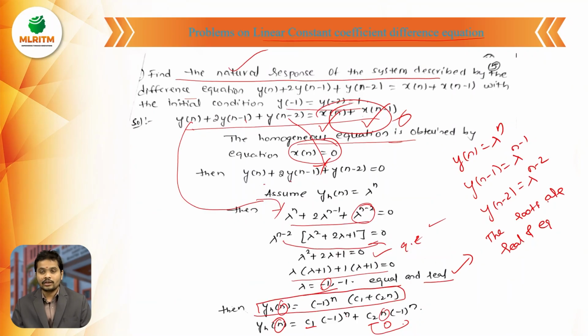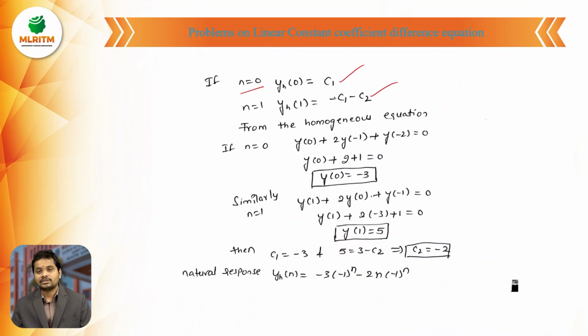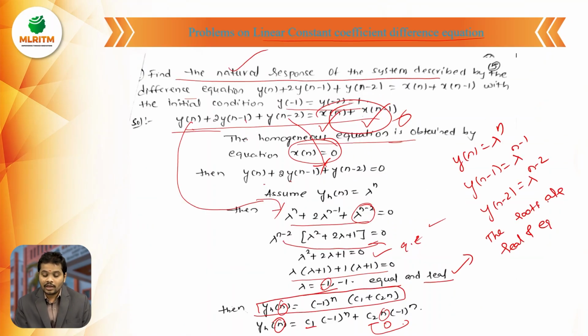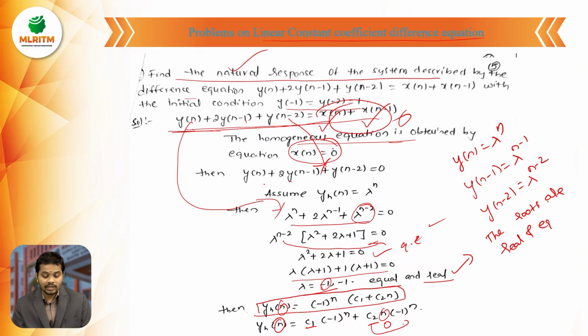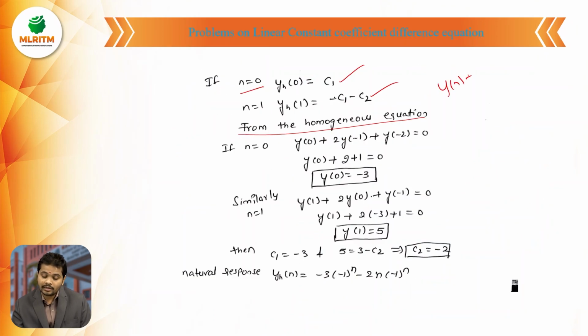Similarly for n equals 1, you get minus C1 minus C2, which gives y h of 1. From the original equation, similarly I am substituting n equals 0 and also n equals 1. The equation is y of n plus 2 y of n minus 1 plus y of n minus 2. Substituting n equals 0, we get y of 0 plus 2 into y of minus 1 plus y of minus 2.